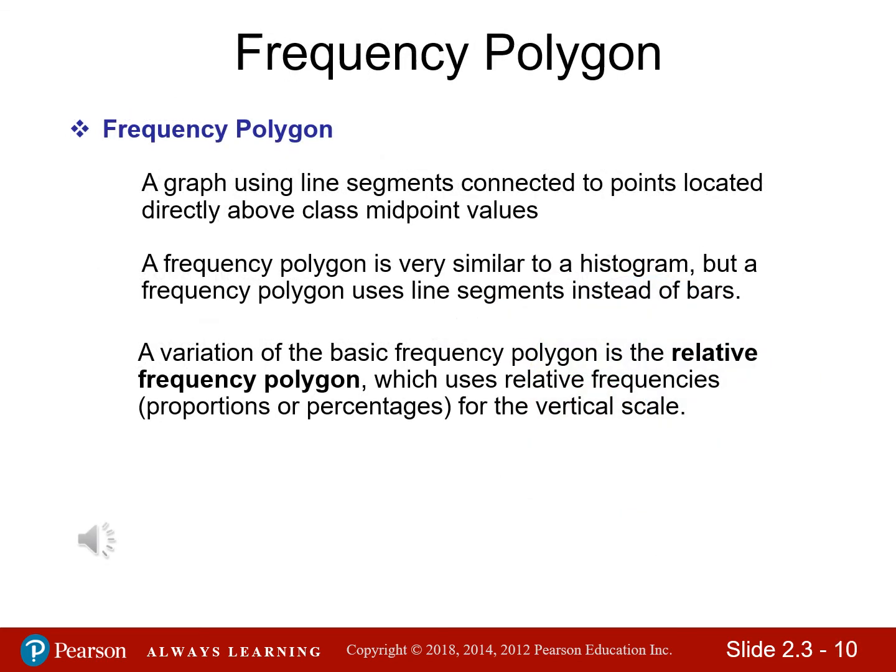A frequency polygon is a graph using line segments connected to points located directly above class midpoint values, and it is very similar to a histogram, but a frequency polygon uses line segments instead of bars. Frequency polygons can be used to compare more than one data set or to display a cumulative frequency distribution.